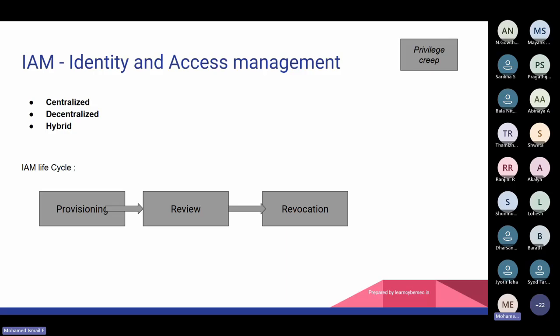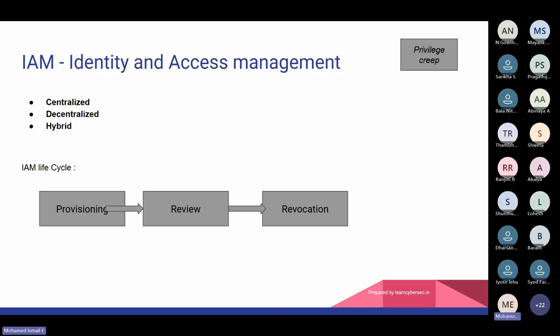Revocation is one of the primary controls. The moment an employee steps out of the company premises after resignation or termination, immediately all the access must be revoked. That is under the revocation policy. So these three work together to maintain and strengthen identity and access management.